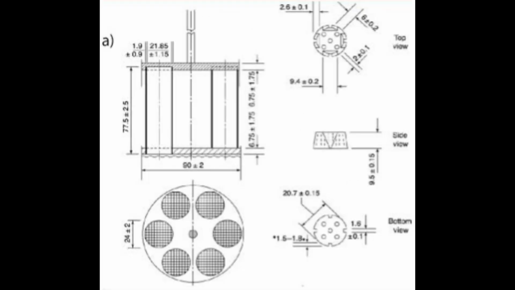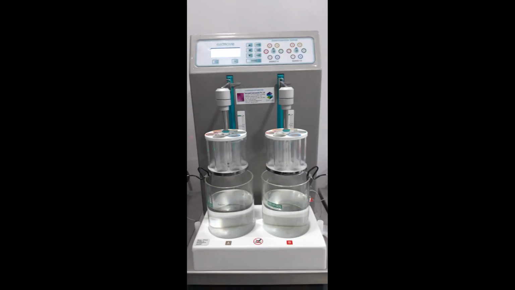List of dosage forms to which the disintegration test is applicable. 1. Uncoated tablets, immediate release tablets. 2. Hard gelatin capsules, similar to uncoated tablets. Hard gelatin capsules are expected to disintegrate and release their contents within a specified time. 3. Soft gelatin capsules.